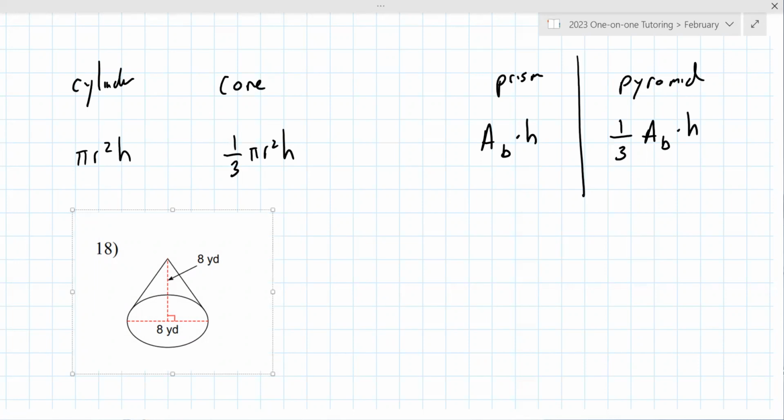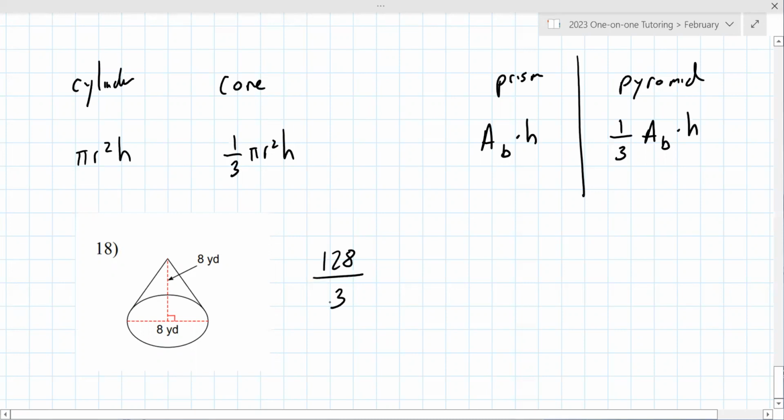Okay, so first I would have to find the radius, which would be 4, and then 16, and then I would do 16 times 8, which would be 128. But then I need to reduce 128 by 3. Is 128 divisible by 3, and how do you know? What's the rule for that? You have to add them all up together and see if they equal a number that can be divisible by 3, but that one only equals 11. That's right. That's very good. So this is your answer, yards cubed.